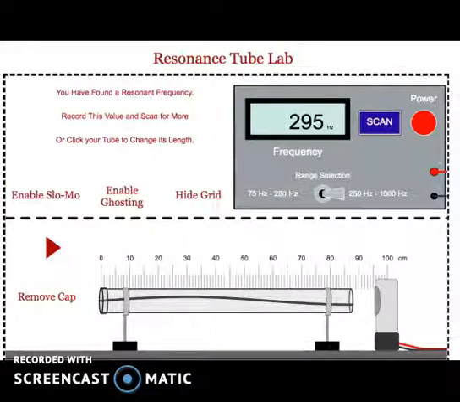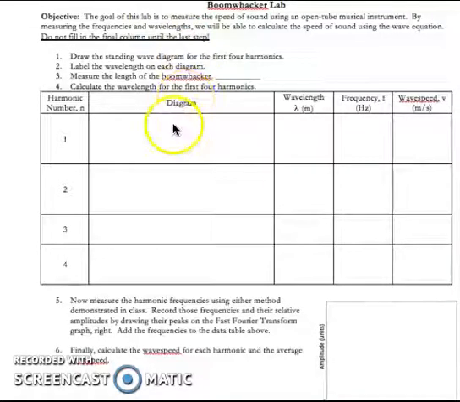Okay, so let's reiterate. First, draw the standing wave diagram for the first 4 harmonics. Then, label the wavelength on each diagram. Measure the length of the boomwhacker. I want you to pick the longest length and take the cap off of it, and use that length as capital L to calculate the wavelength for the first 4 harmonics. Then, scan through the frequencies and record the first 4 frequencies that give resonance in the tube. And finally, use that together, wavelength times frequency equals speed, to figure out the speed that they're using in the simulation.